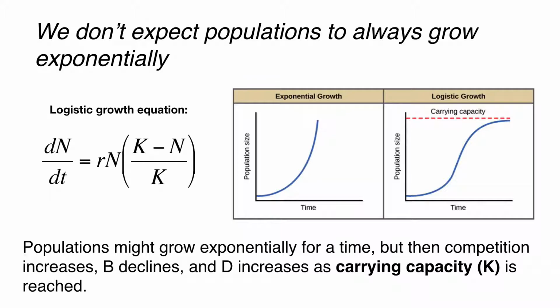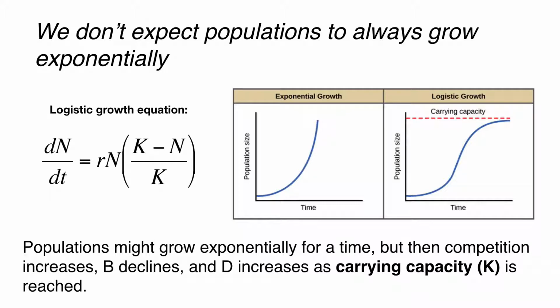So the equation for this is over on the left: dN over dt, so that's our change in population size over time, is equal to r times N, which should look familiar, that's just our exponential growth, times, and this is the key part right here, K minus N divided by K. So that's our carrying capacity minus the population size, divided by our carrying capacity.